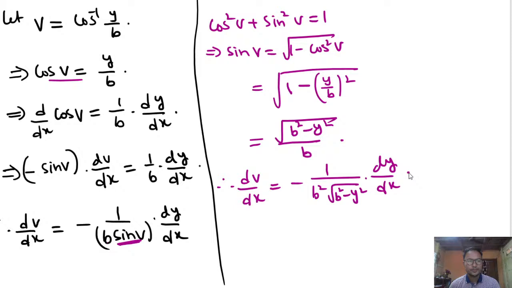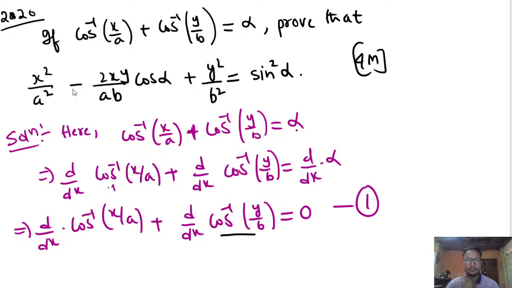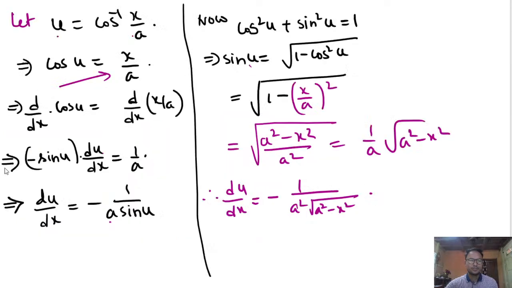Okay, proof, we have to prove something. X square by a square minus twice x y by ab cos alpha is equal to sin square alpha. Okay, is it? Just let me check the question. This is an inverse trigonometric function question, the differentiation of that. Sorry.